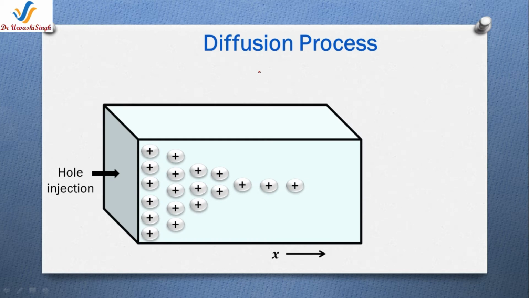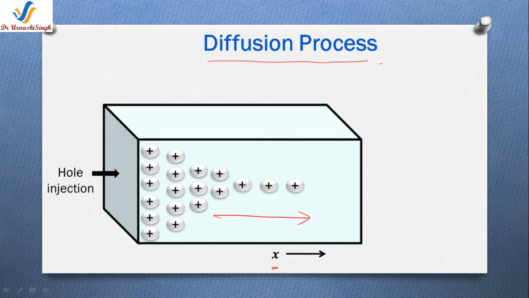First of all, let's understand the diffusion process. For this, I have considered this non-uniformly doped p-type semiconductor. As you can see, the hole concentration is heavy over here. Holes are injected from this point, and here almost negligible hole concentration. So what will happen? According to the diffusion process, the holes will move from left to right in positive x direction, and this movement of the holes will cause a current to flow, and that is called the diffusion current.